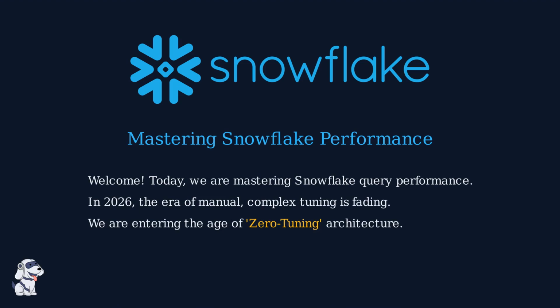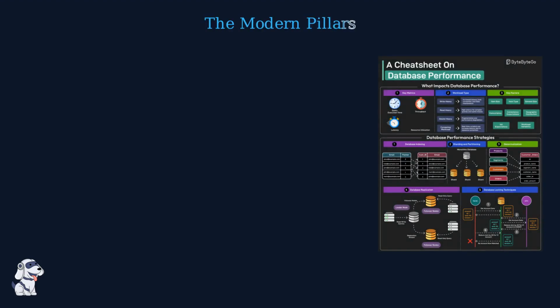In 2026, the era of manual, complex tuning is fading. We are entering the age of zero-tuning architecture, where the platform does the heavy lifting for you. We are going to focus on three core pillars that keep your data fast and efficient: intelligent pruning, smart caching, and the intelligent clustering service. Our goal is to let the platform work for you, not against you.